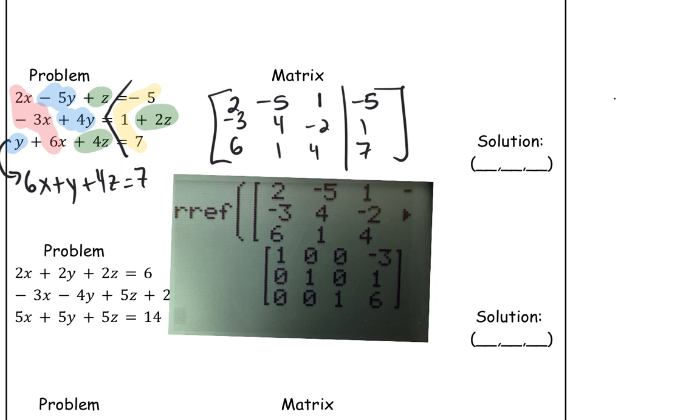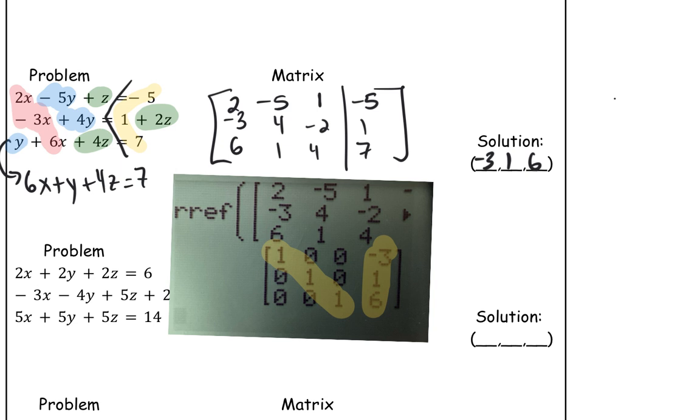So now I type in all the numbers that I have on my matrix, make sure it's all correct, all 3 rows, all 4 columns, and the calculator gives me this screen back. Notice I do have my 1 in a diagonal. That means I have one solution, and this is my solution. The first number is the x, next number is the y, and then the z.